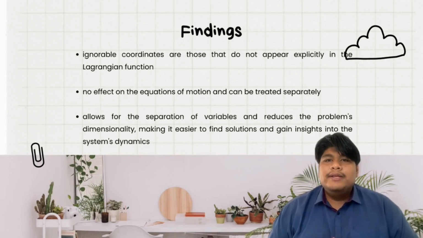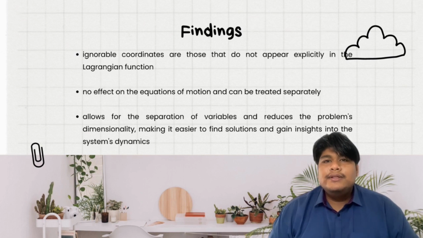In Lagrangian mechanics, ignorable coordinates are those that do not appear explicitly in the Lagrangian function. As a result, they have no effect on the equations of motion and can be treated separately. The corresponding generalized momentum for an ignorable coordinate is a constant of motion, remaining unchanged throughout the system's motion. This is because the Lagrangian does not depend explicitly on the coordinate.